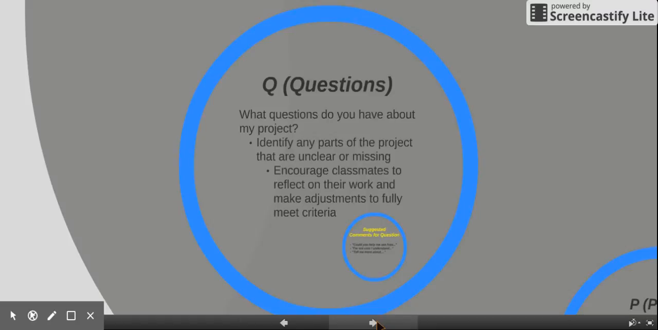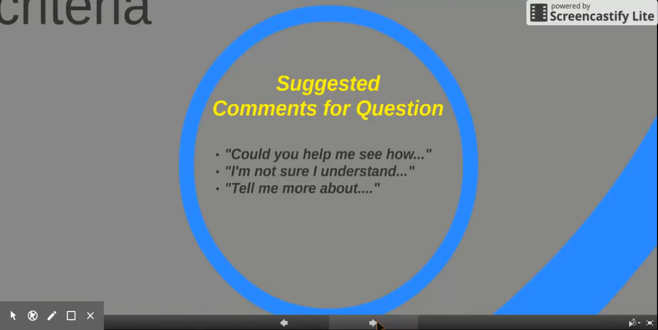The next component is Q, question. After reviewing the project, what questions do you have? What parts are unclear or muddy? Are there any missing parts that should have been included? The benefit of including questions is that it encourages the creator of the project to reflect on their work and make any necessary adjustments. Some suggested comments that could be used to tactfully ask questions would include, "Could you help me see how?" "I'm not sure I understand," or "Tell me more about."